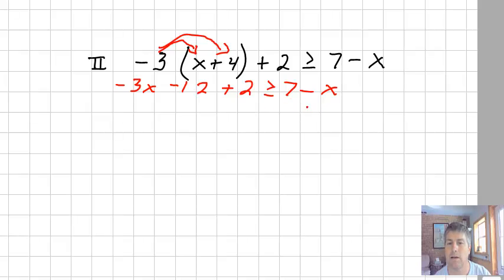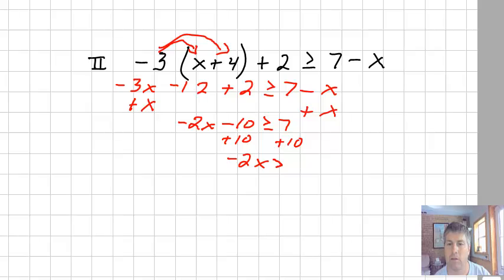Okay, I'll go ahead and add this x to the other side. And negative 12 plus 2 is negative 10. So I have negative 2x minus 10 is greater than or equal to 7. Now, we'll go ahead and add 10 to both sides. And we get negative 2x is greater than or equal to 17. Divide by negative 2.